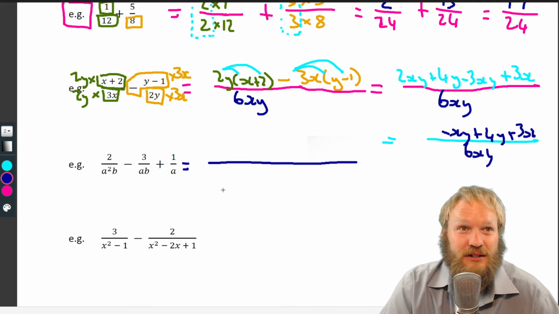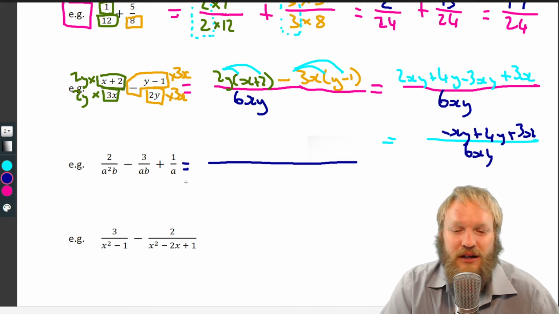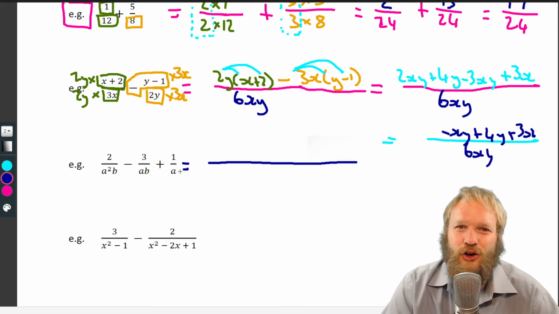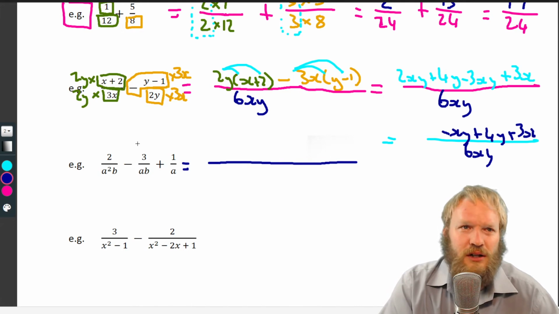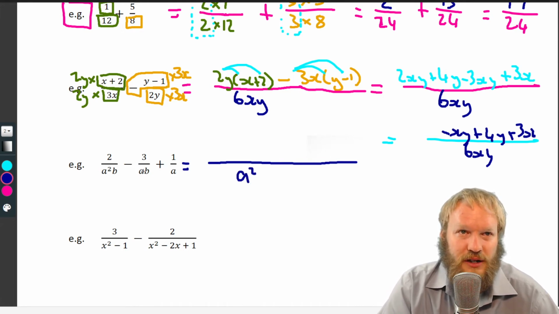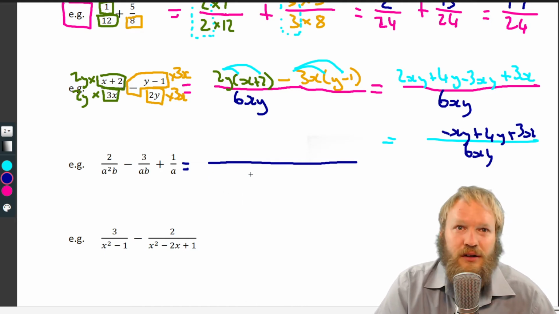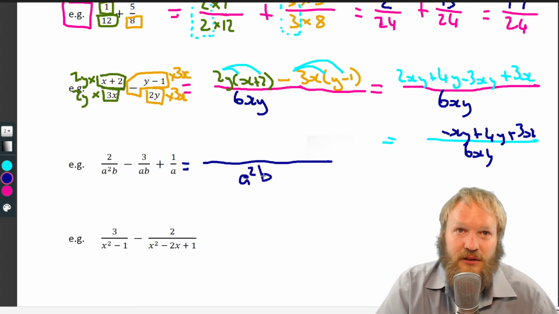Okay, so the same thing is going to apply when you've got multiple denominators. We're looking for our LCD. A squared b, ab, a. What's our lowest common denominator, our LCD, in this case? Well, we've got a squared, so that's going to have to be a squared, and we've got a b, so it's b. Let's just put that you've got a squared b.